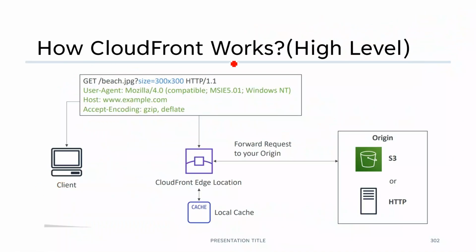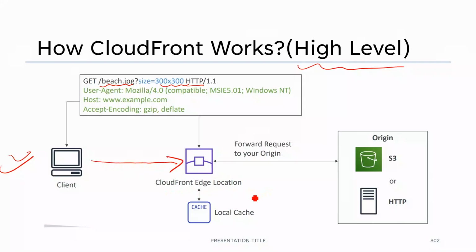Okay, how CloudFront works, at a high level. Let us understand this. You have a client and it wants to fetch a particular object in your S3 bucket, which is beach.jpg, and it has a particular size and HTTP protocol. Great. Now what is happening is that the request is first checked to see if it is present in the CloudFront edge location or not.